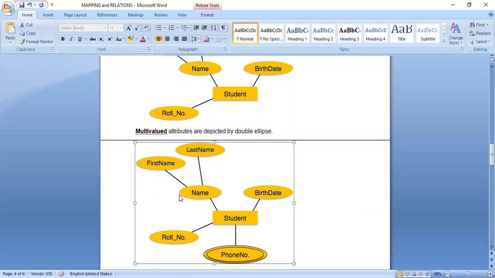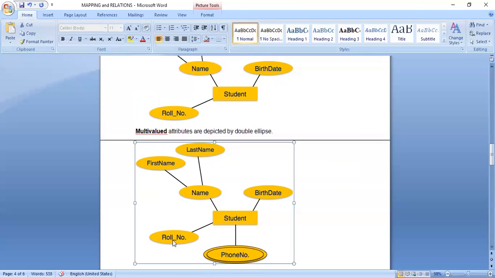Now I am describing multi-valued attributes. Multi-valued attributes are described by using a double ellipse. What do you mean by that? We are saying that phone number is a multi-valued attribute. It means that a student can have two phone numbers. Then that is said to be a multi-valued attribute.